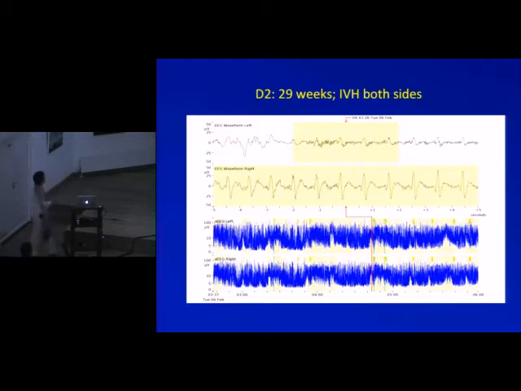And here you see a 29-weeker who we saw already in the first hours after birth having an intraventricular hemorrhage on both sides. So we put her on EEG, and here you see these seizure patterns, which are very difficult to see if you didn't have the seizure detection, because the pattern of EEG in preterm infants is very discontinuous, so it's very difficult to see the seizure patterns apart from the background pattern.